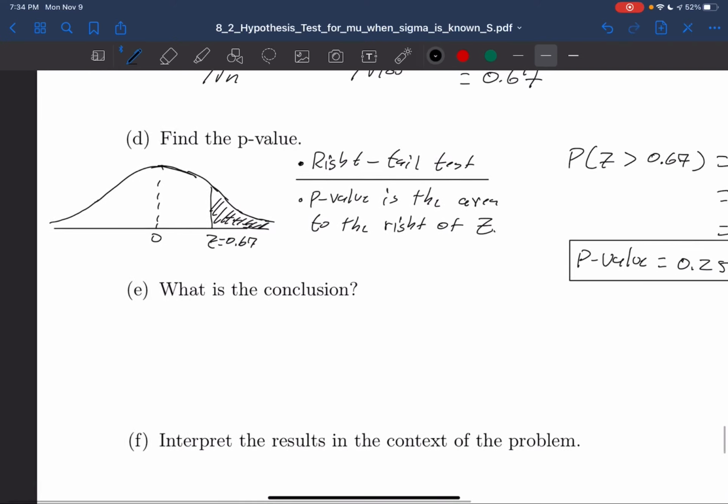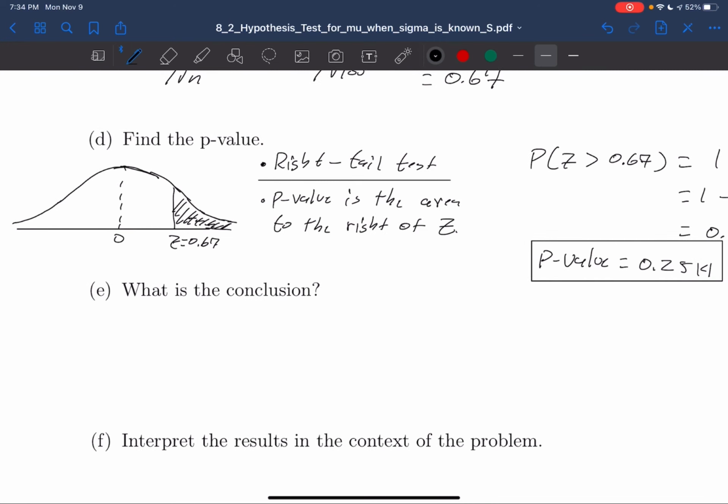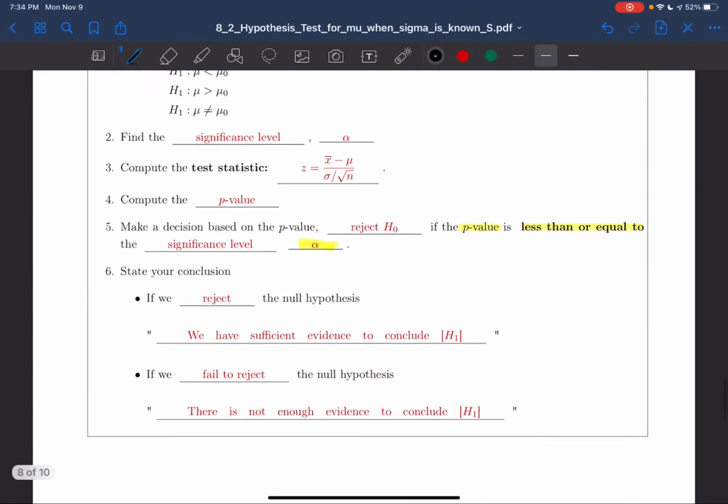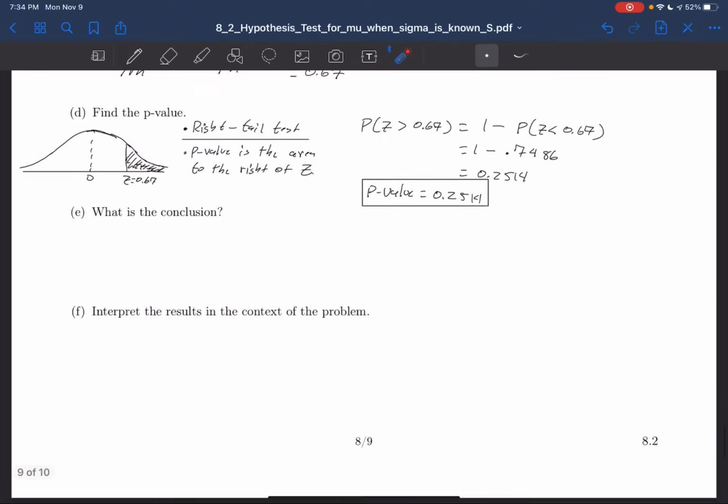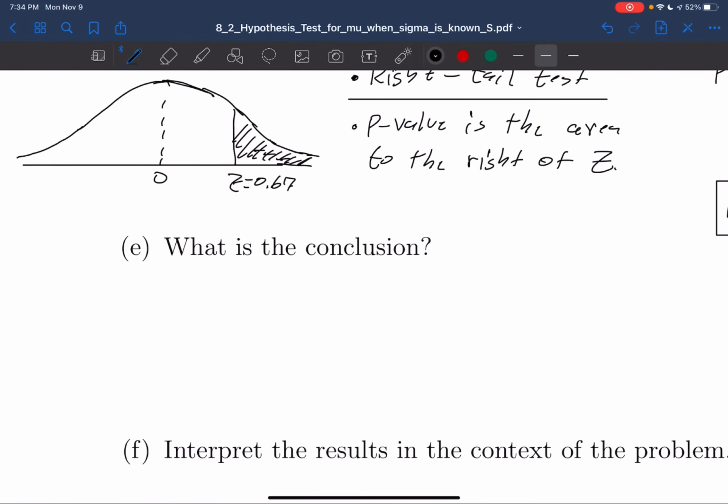Nice. So what is the conclusion? Now, how do we know when to reject or fail to reject our null hypothesis? Well, if you look at our step here, if the p-value is less than or equal to the significance level alpha, then we reject our null hypothesis. So here we want to ask a question. Question: is our p-value less than or equal to our significance level alpha? So what is our p-value?